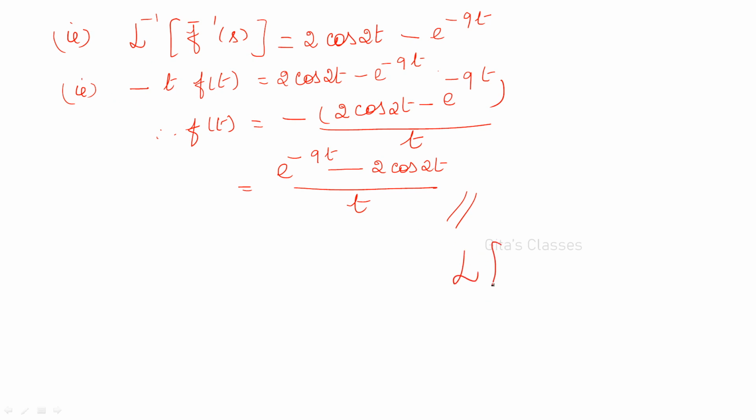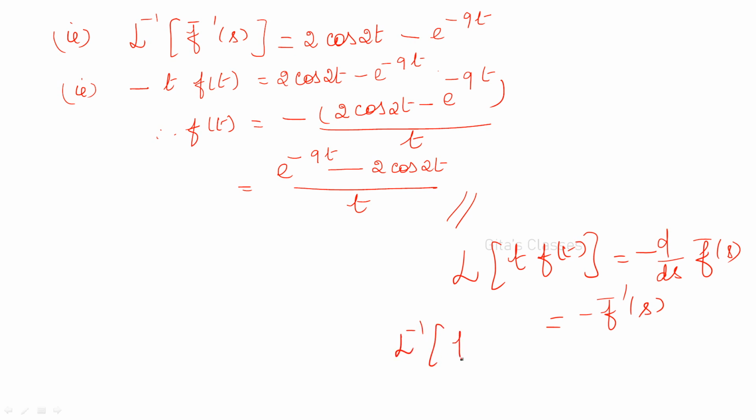How will you get it? We know that L of t into f of t is equal to minus d by ds of f bar of s. That is nothing but minus f bar dash of s. I am writing d by ds of f bar of s as f bar dash of s. Therefore, inverse Laplace transform of f bar dash of s is equal to, this minus will come to the other side, minus t into f of t. So L inverse of f bar dash of s can be written as minus t into f of t.